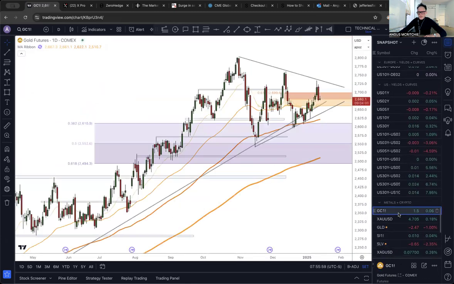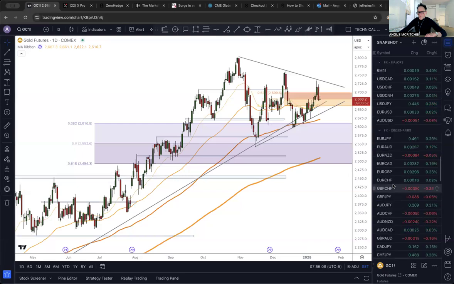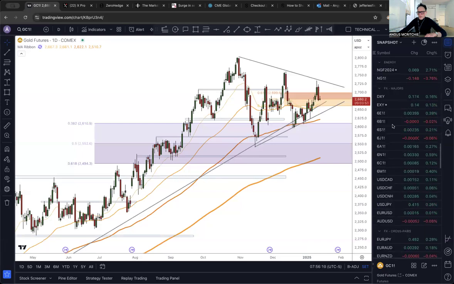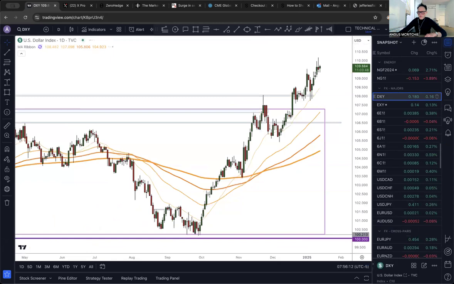Gold, looking at just sort of pausing here, just as I say, we have real yields still very strong. We have the dollar showing no particular signs of weakness here. We just have a look at the dollar. Yeah, you see the dollar still doing very well. This is a very, very bullish chart.